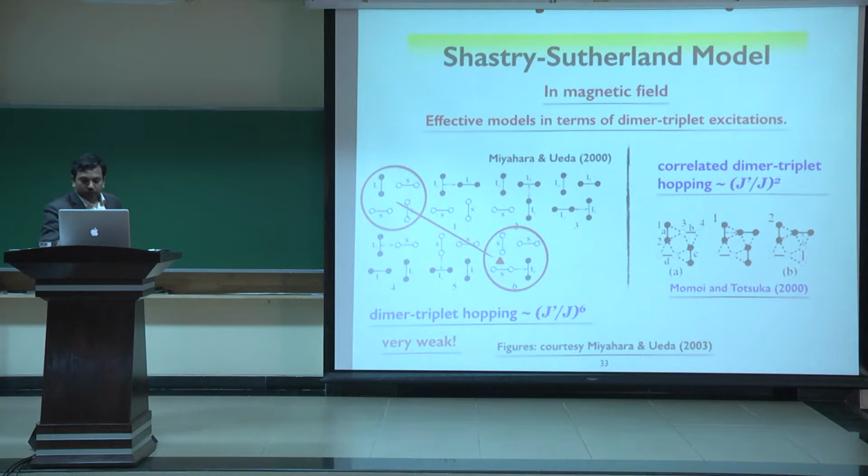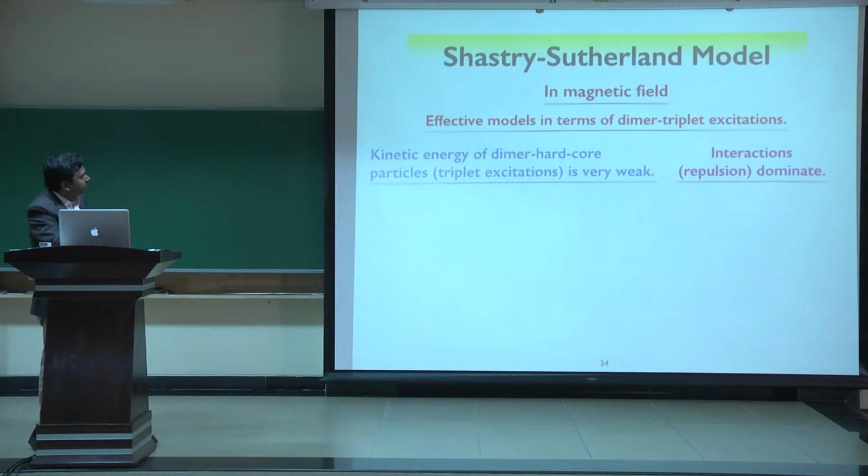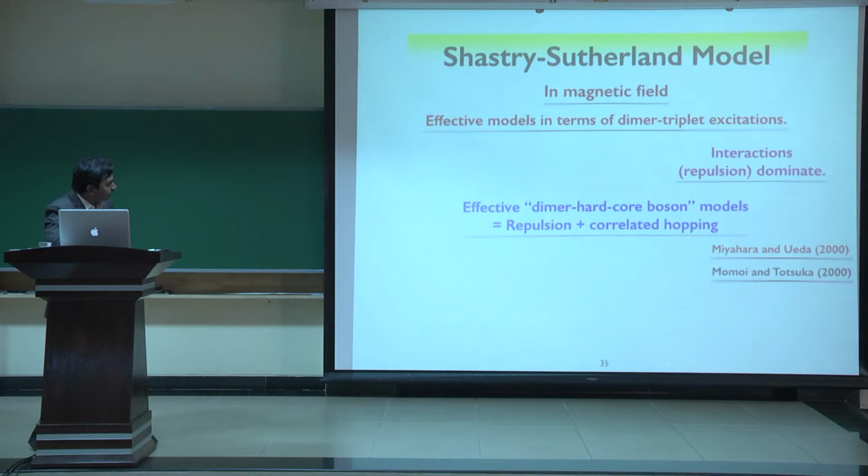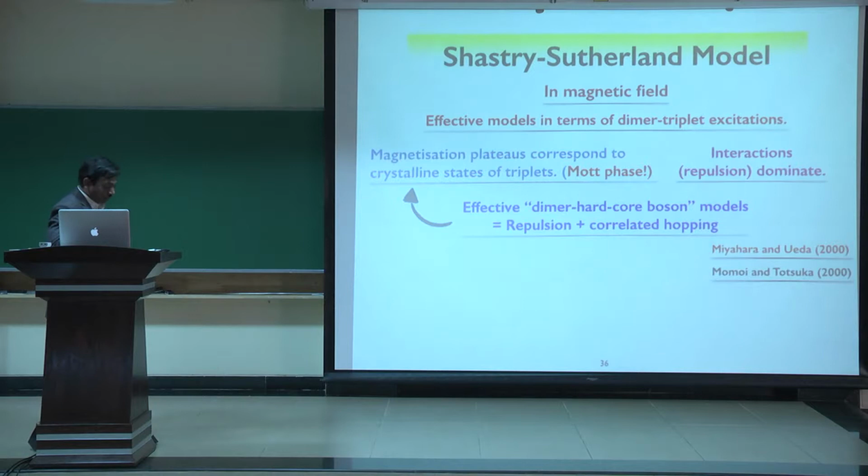OK. So in summary, this dimer hardcore boson approach has basically two points. One is that the kinetic energy of these hardcore bosons, dimer hardcore particles, is very weak, and the interaction dominates. So the effective model is basically repulsion plus a little bit of correlated hopping, which is itself an interaction of some sort. And this leads to magnetization plateaus, as a result of crystallization. Because the interaction dominates, the triplets, which are highly localized to satisfy the interaction, tend to form various crystalline states, and these are the plateau states. Yes?